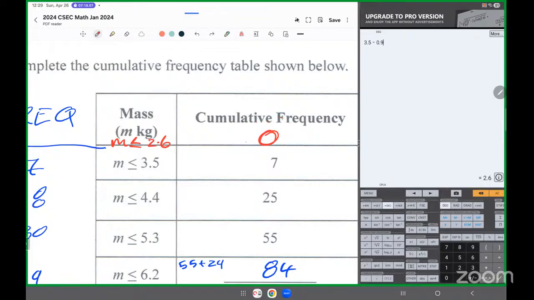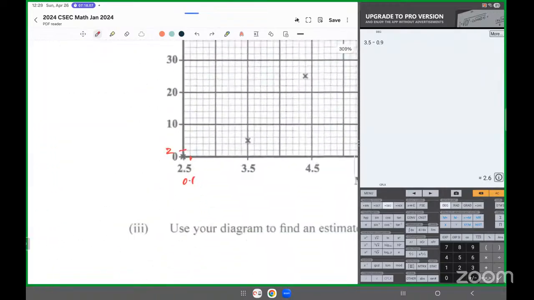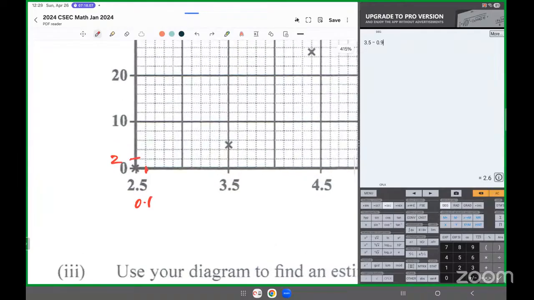So the point before that is supposed to be 2.6, not 0. So that on the x-axis should have been 2.6. They have this at the wrong place. This is not right. 2.6 is here. That's where this point should have been, not here, so not 2.5. The value before 3.5 is supposed to be 2.6. So this is a wrong point. That point is not correct.